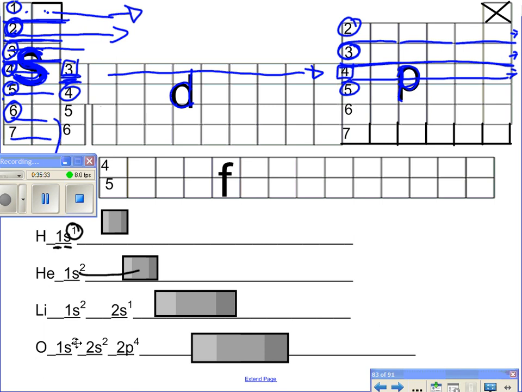So when we start filling them up, we have to fill the first energy level, its sublevel, and it gets 2 electrons. Then the second energy level, its S gets 2, and then its P gets 4. So 4 plus 2 plus 2 gives me a total of 8. And if you look at the periodic table, oxygen is element number 8.